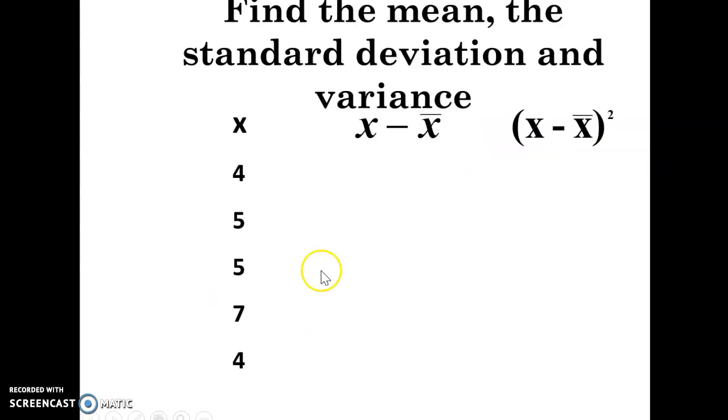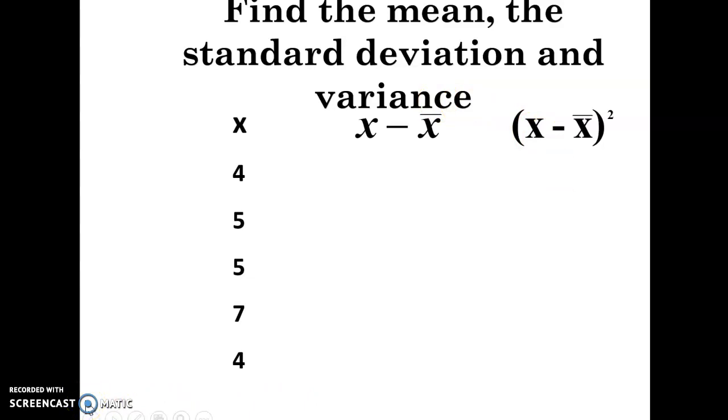All right, go ahead and try this. I will pause. You have 5 numbers. Find the mean first, then subtract each number from the mean, and then you square them. And then you'll have to add all that up. If you keep things in a table, it does make it easier. So go ahead. I'm going to pause.